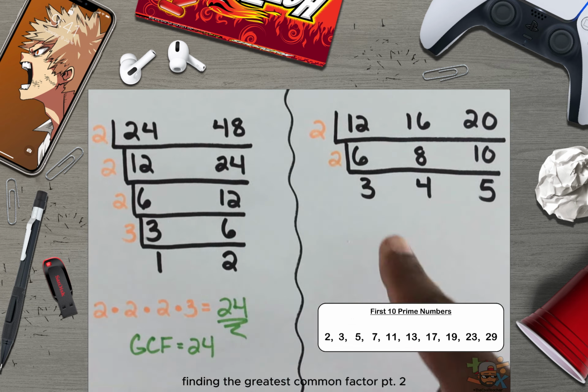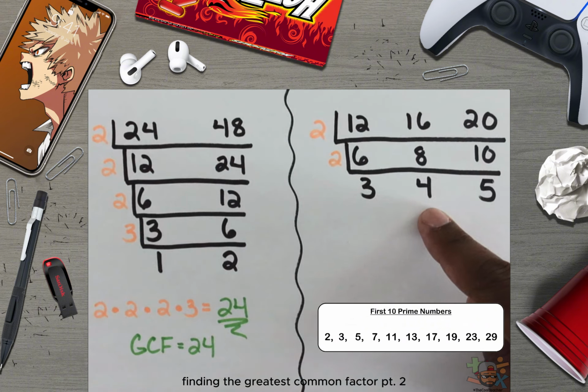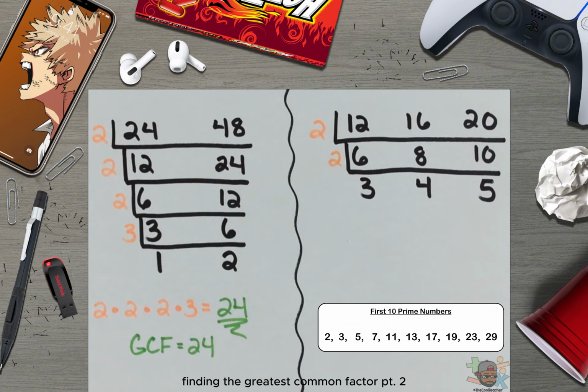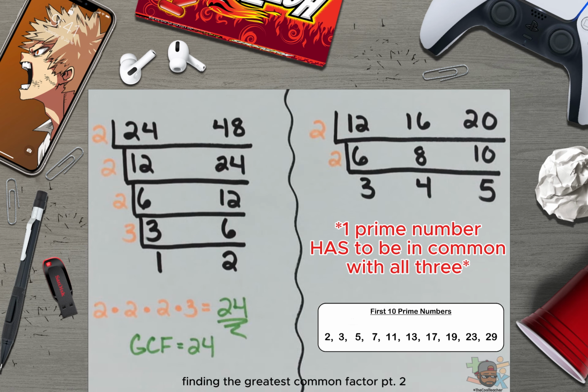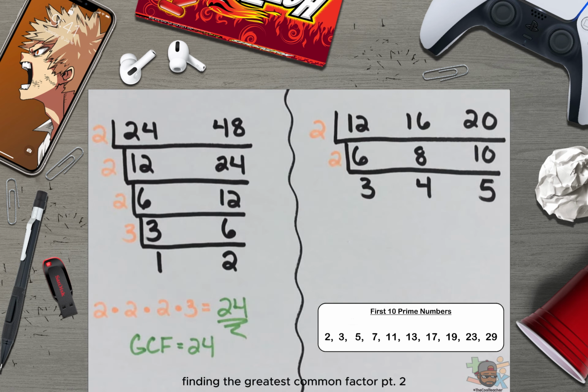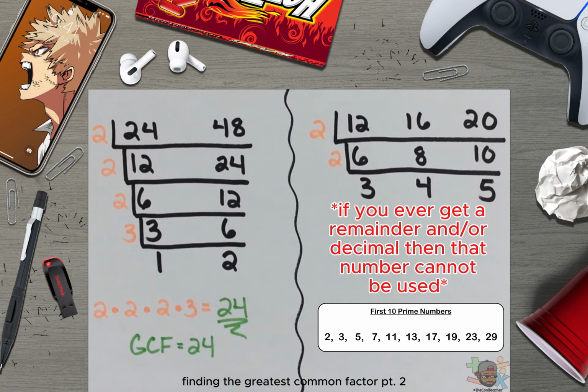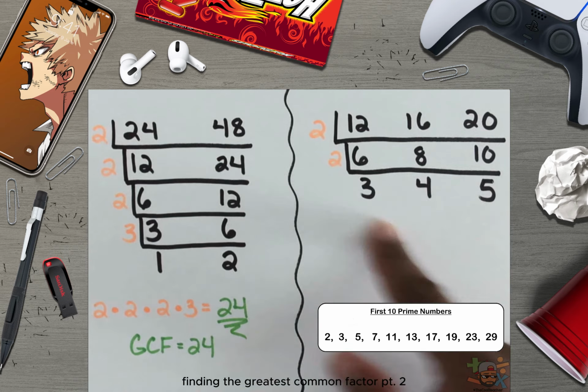Now, is there a number that goes into 3, 4, and 5 that's a prime number? Well, I know 2 can go into 4, but it can't go into 3 or 5. 3 can go into 3, but it can't go into 4 or 5. And 5 can go into 5, but it's too big to go into 4 or 3. So you know what that means? We are done. And if you're ever unsure, literally you can take any of these numbers and divide them by any of these prime numbers down here to see if it works. If you get a remainder, if you're working it out by hand, it's not going to work. If you get a decimal, if you're working this out by calculator, it's not going to work. So there's nothing else for me to go ahead and divide by here.